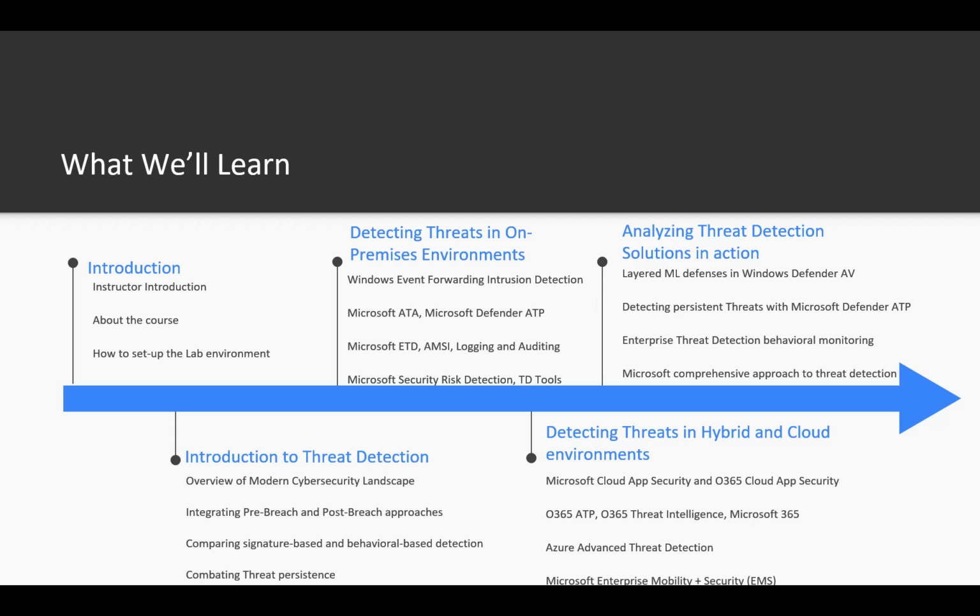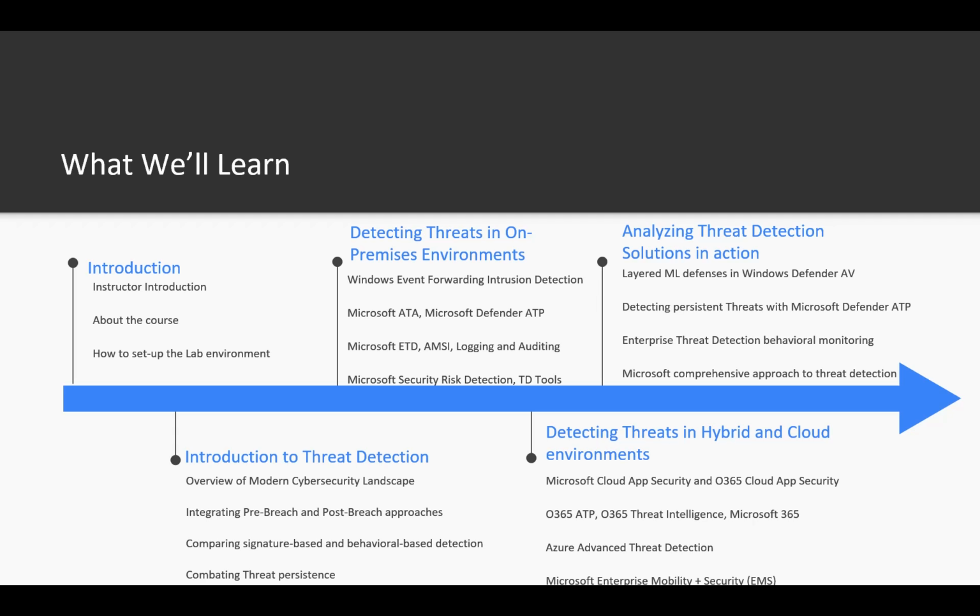Then, in the second section of the course, we are going to discuss an introduction to threat detection as part of the security in-depth strategy. And here we are going to have an overview of the modern cybersecurity landscape. We're going to discuss integrating pre-breach and post-breach approaches. We are going to compare signature-based and behavioral-based detection methods. Then we are going to talk about combating threat persistence.